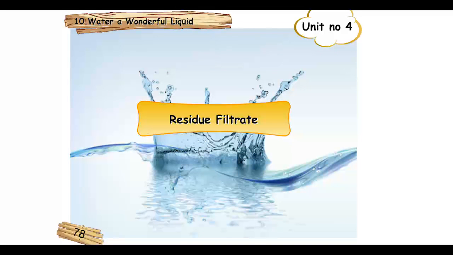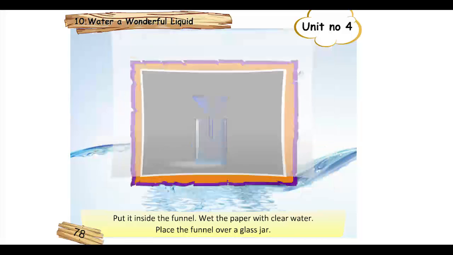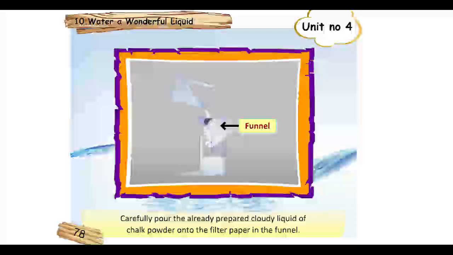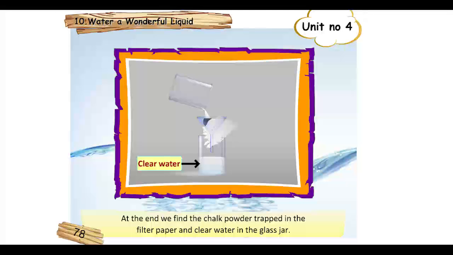Residue. Filtrate. Put it inside the funnel. Wet the paper with clear water. Place the funnel over a glass jar. Carefully pour the already prepared cloudy liquid of chalk powder onto the filter paper in the funnel. At the end, we find the chalk powder trapped in the filter paper and clear water in the glass jar.